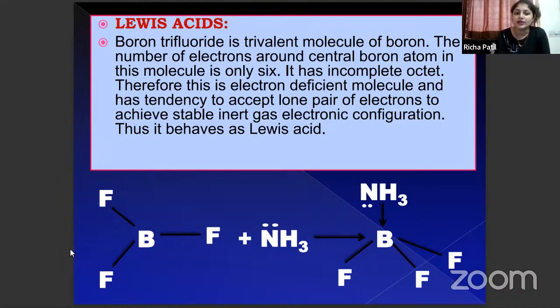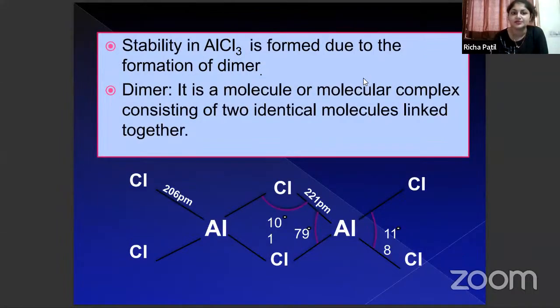You can see the example here. Boron trifluoride is trivalent in nature, and here ammonia is giving its lone pair of electrons. Boron trifluoride is electron deficient, it has an incomplete octet, so the lone pair is given by ammonia and it completes its octet. So it behaves as a Lewis acid. Remember, most of the boron compounds are electron deficient.